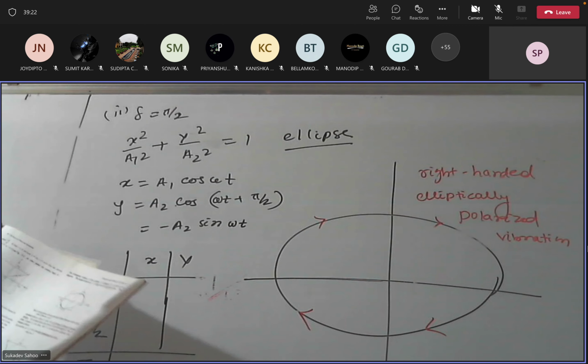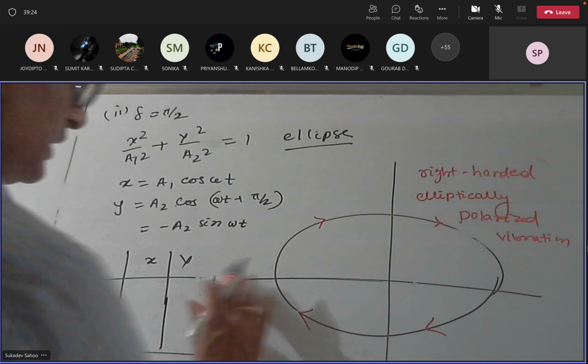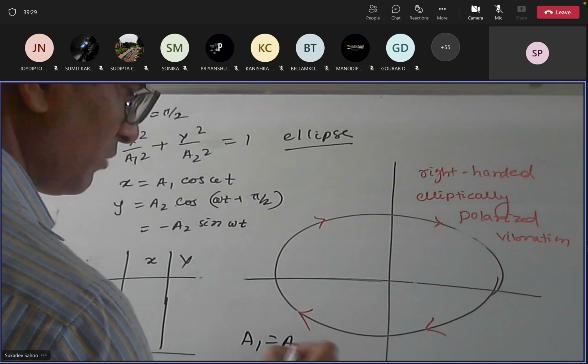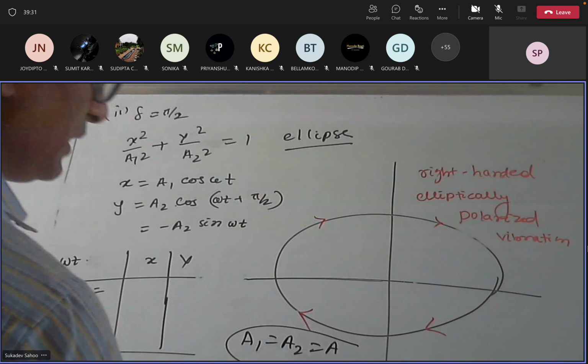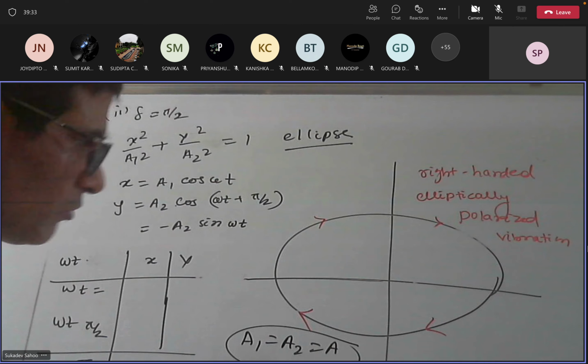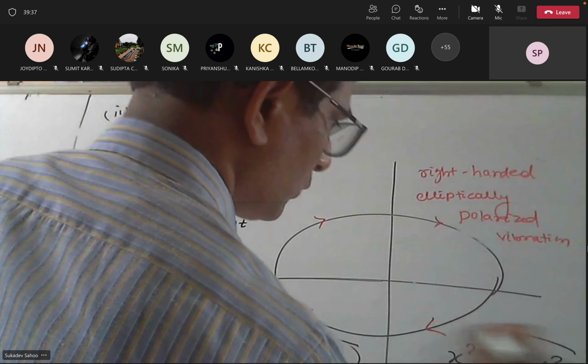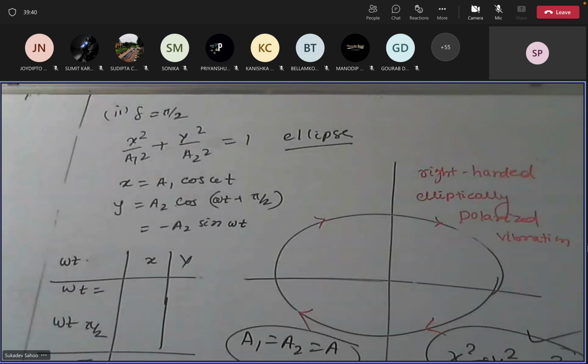Now, if you consider another case, already one of your friends said circle. When we consider a1 equal to a2 equal to a, then in that case, the equation of motion will be x square plus y square equal to a square. So what is this? This is the equation of a circle. So we can give the conclusion like that.